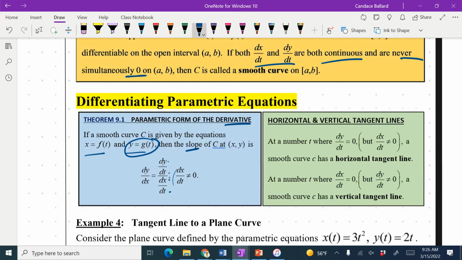Horizontal and vertical tangents. This should hopefully be something that we remember from before. A horizontal tangent line, and this one might need more of a refresher than vertical, is basically you setting your numerator equal to 0. Okay, so when you set that dy/dt equal to 0, you have a horizontal tangent line. For vertical tangent lines, when your denominator equals 0, that's where we get a vertical tangent line. We've done that for a few years now. So setting dx/dt equal to 0 gives us a vertical tangent line.